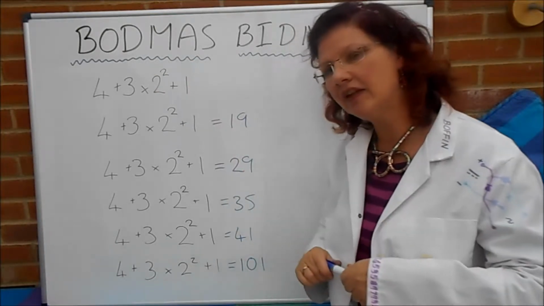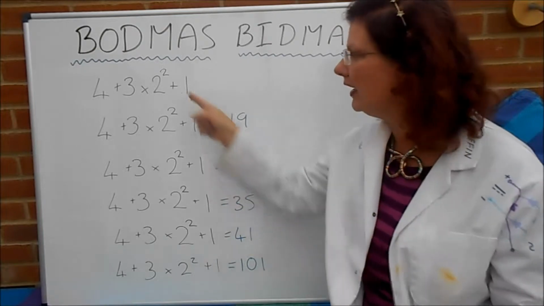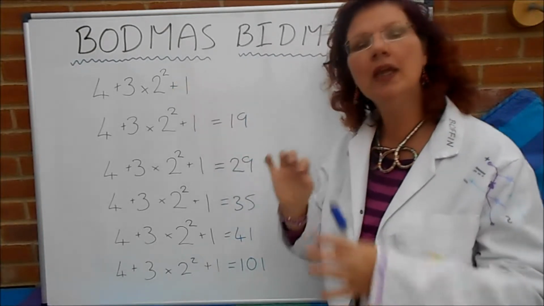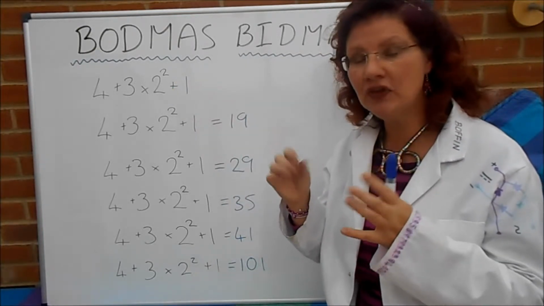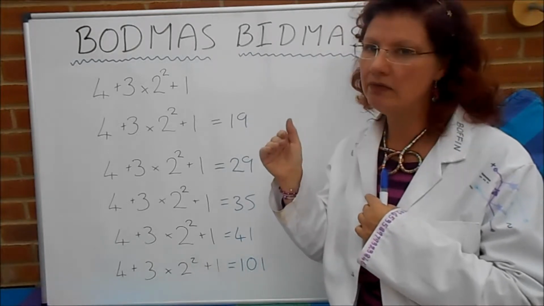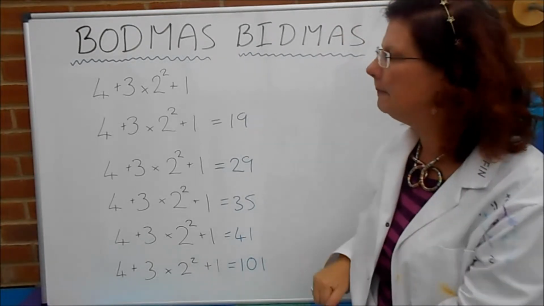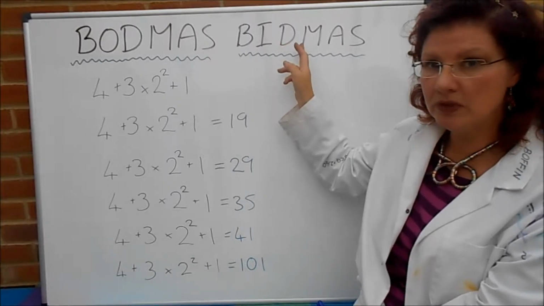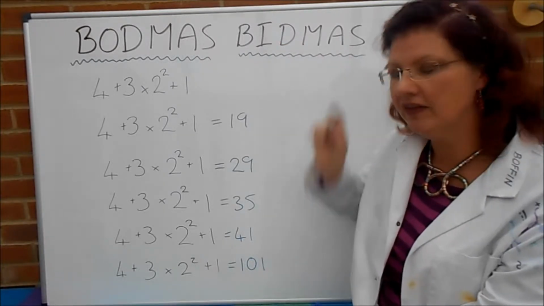In PEMDAS the E is exponential. It's all the same thing, and it's that little 2 up there. It means after you've done the brackets, the next thing you do are things like squares, square roots, and any other bits and bobs in there. Next we do divides and multiplies, and finally we do adds and subtracts.